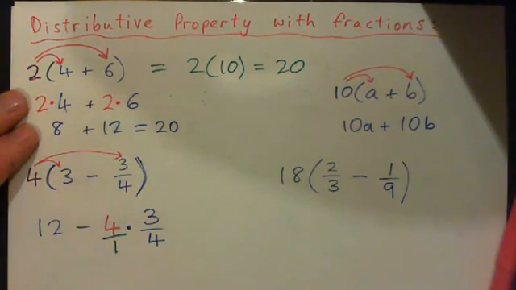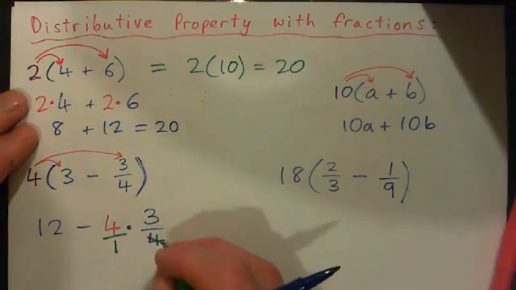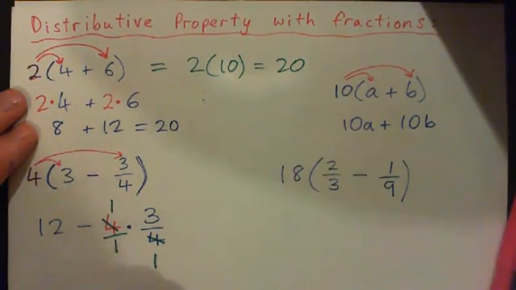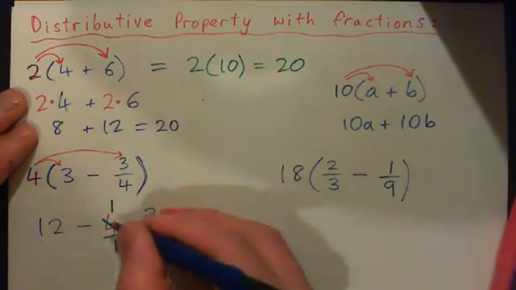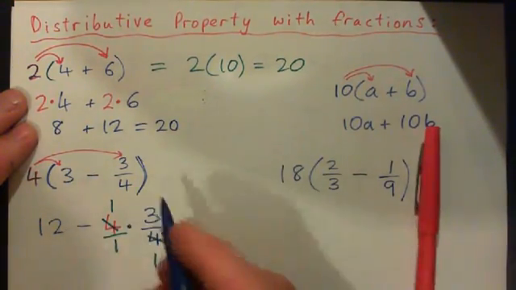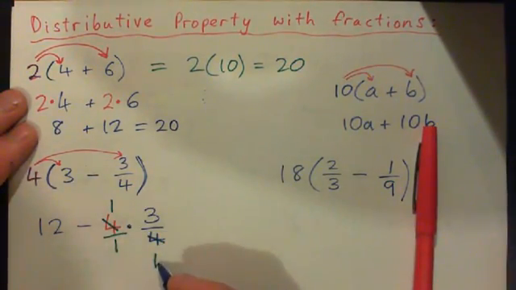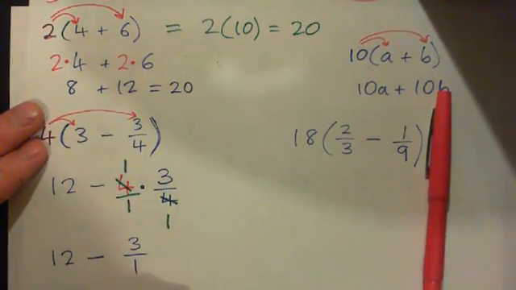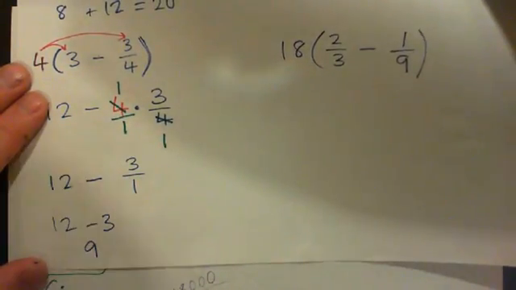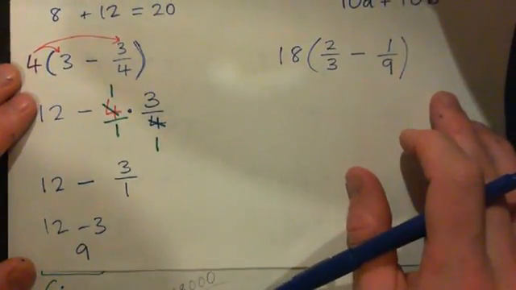Can you cross cancel common factors? Yes, indeed. 4 and a 4 goes once, 4 and a 4 goes once. So you've got 12, and then it's minus, and you're following the order of operations, PEMDAS, so you're multiplying here. 1 times 3 is 3 over 1 times 1. I guess you could write 3 over 1, which is just 3, isn't it? So it's 12 minus 3, and the answer, of course, is 9, right?